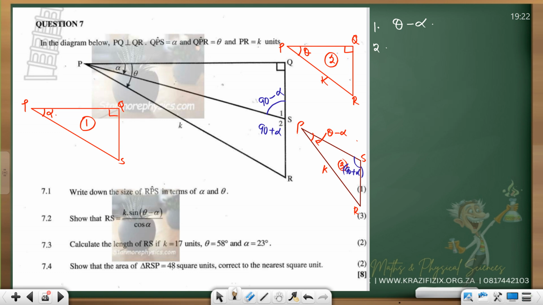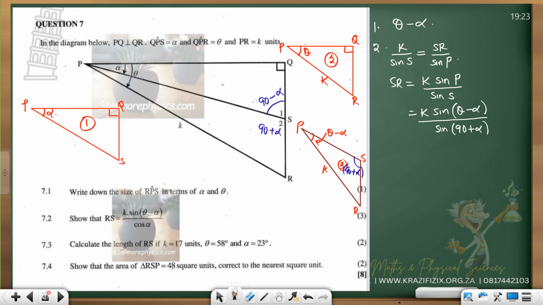Can I use the sine rule now? Yes. K over sine S equals SR over sine P. So SR is equal to K, if I cross multiply, sine P over sine S. Now, what is sine P, by the way? What is P? Theta minus alpha over sine.